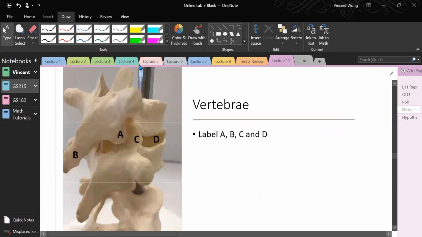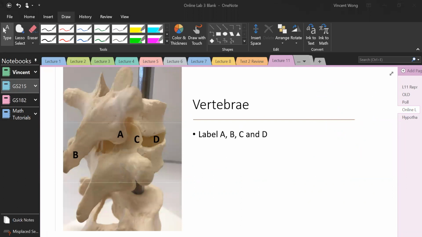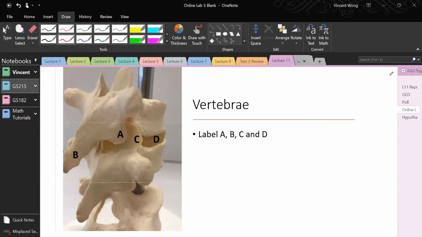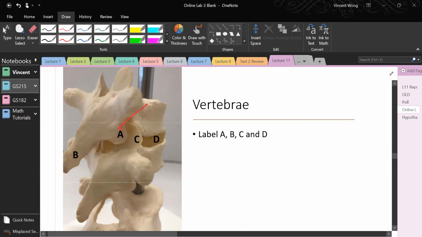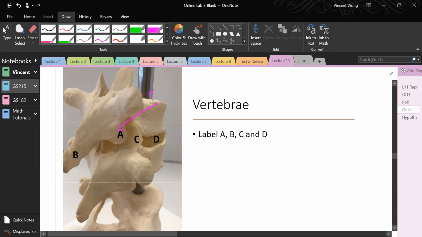All right, moving on. Vertebrae. A here, we have the inferior articular process. And you can see how it connects with the superior articular process of the next bone, right?